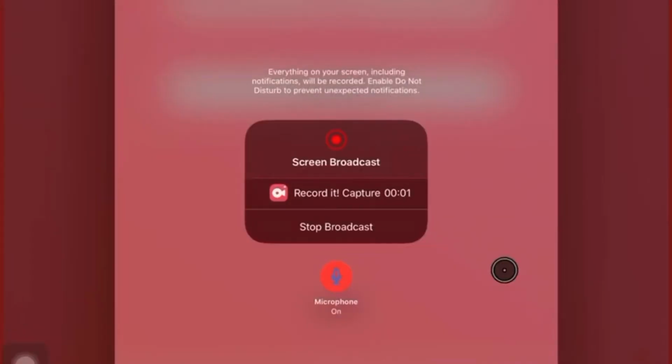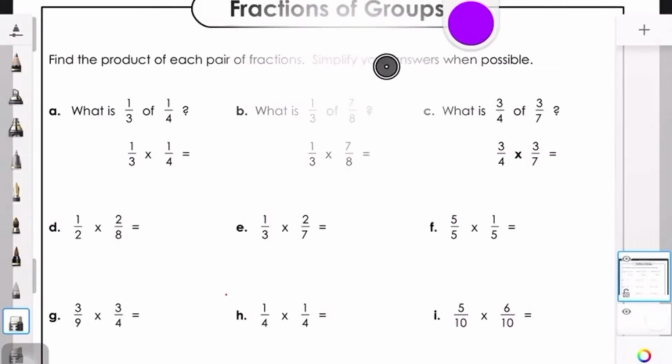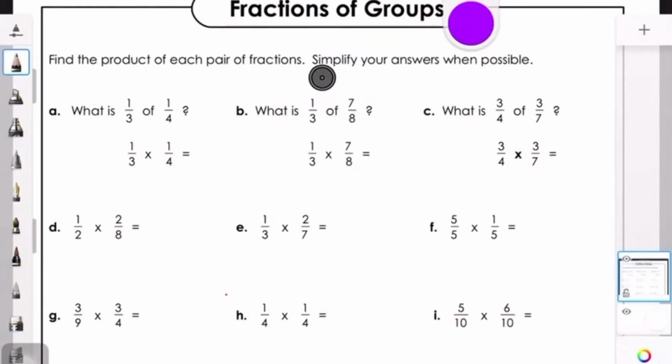I'm going to do a couple problems with you, and then I'd like for you all to complete the rest of it on your own. Okay, so let's go ahead and get started. Let's look at our worksheet. The directions say, find the product of each pair of fractions. Simplify your answers when possible. So that means not all of our answers are going to be able to be simplified, but some will. So we need to make sure that we do simplify them when we are completing our problems.